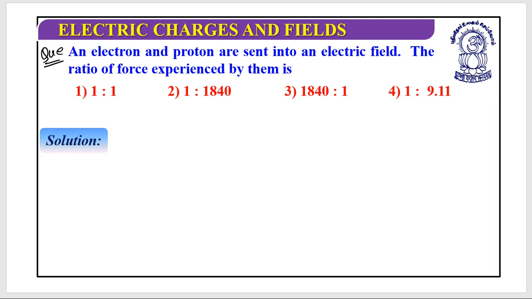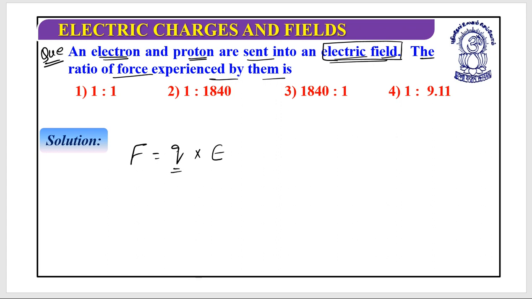What they have given: an electron and a proton are sent into an electric field. Here they have said only the electric field, which means both have been passed through the same electric field. I need to find the ratio of the force experienced by the electron and by the proton. What I know is that force is Q multiplied by E. The electric field will be the same in both cases, because they have been sent into an electric field.